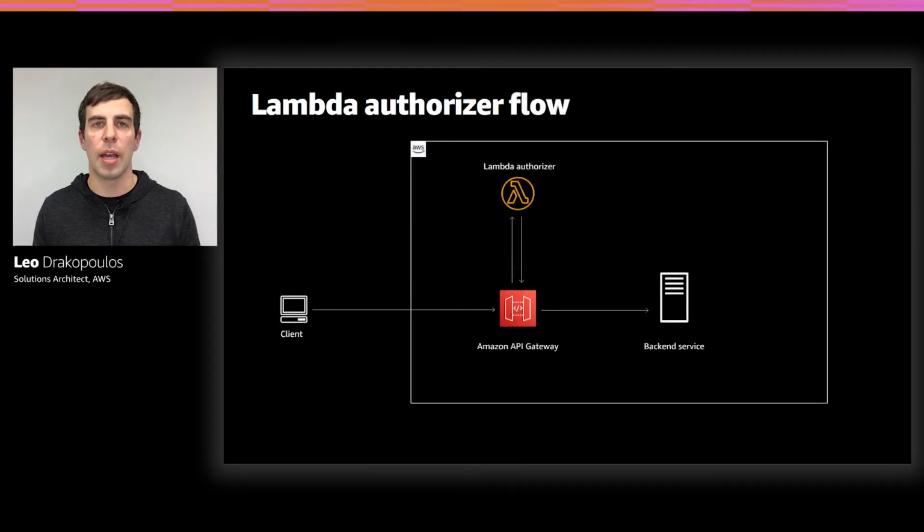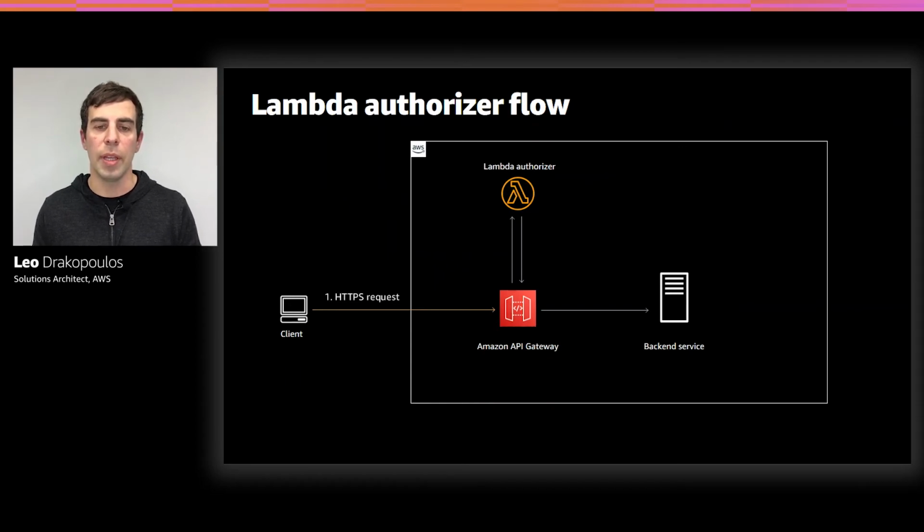So let's now examine how this flow works. The first step is again to send an HTTPS request to Amazon API Gateway. And also within that request, you need to send whatever the Lambda authorizer is expecting. A very common thing that you would normally send is again a token in the authorization header.